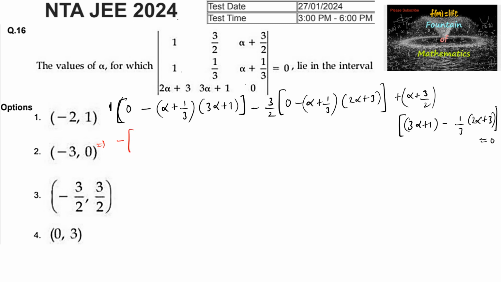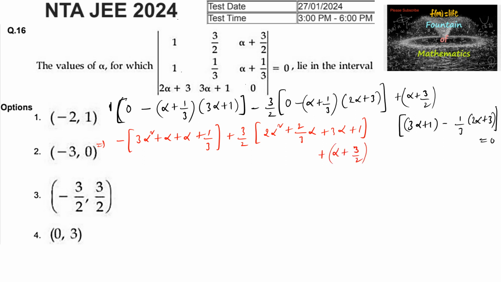Minus of 3 alpha square plus alpha plus 1 by 3, minus of minus plus 3 by 2 times of 2 alpha square plus 2 upon 3 alpha plus 3 alpha plus 1, plus alpha plus 3 upon 2 times 3 alpha plus 1 minus 2 upon 3 alpha minus 1.